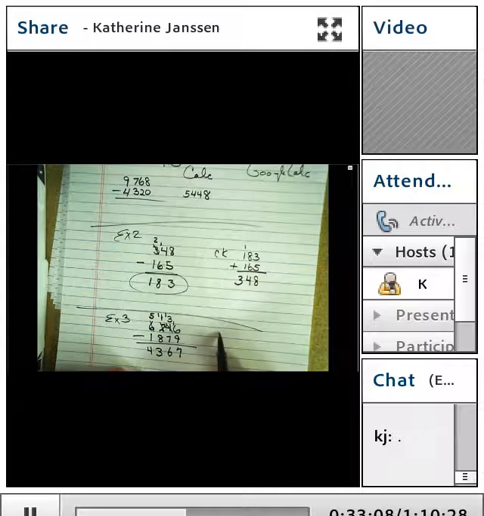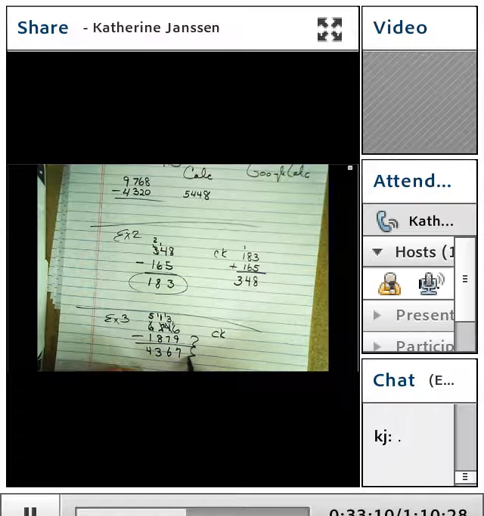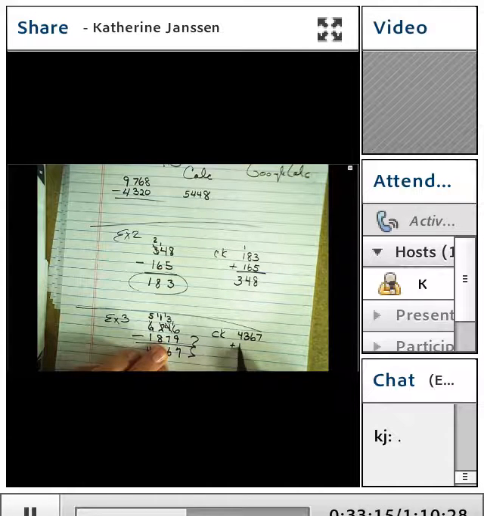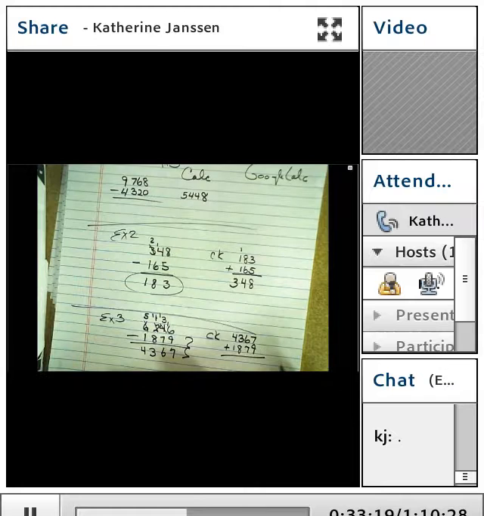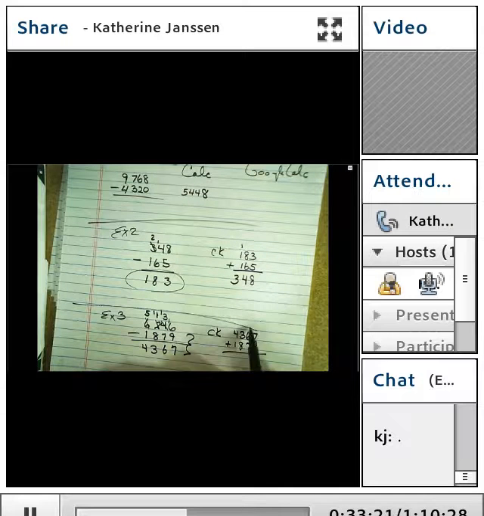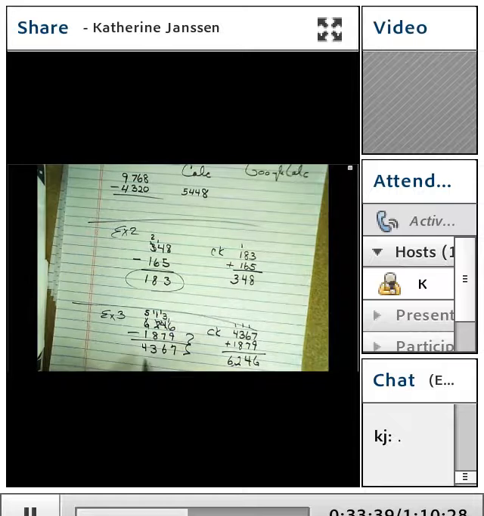I'm going to check my answer, 4, 3, 6, 7, plus what I was subtracting. 7 plus 9 is 16, carry the 1. 1 plus 6 is 7, plus 7 is 14, carry the 1. 1 plus 3 is 4, plus 8 is 12, carry the 1. And 4 plus 1 is 5, plus 1 is 6. 6,246, so I can circle my answer.